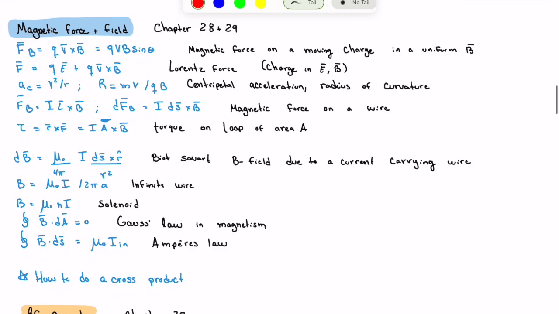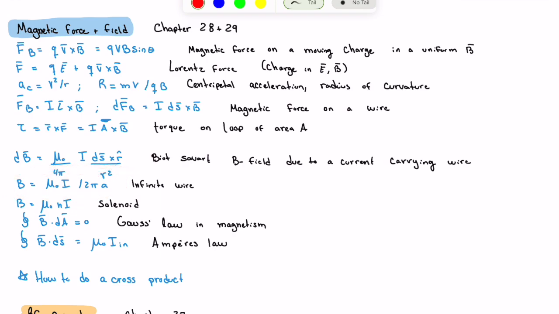And then in chapter 29, we looked at Biot-Savart's law. So we saw, okay, where does that magnetic field actually come from? And we saw that it can be due to a current carrying wire. So really any moving current makes this magnetic field. If it's in a wire, it's a lot easier to deal with because it's all in the same region. So we have Biot-Savart's law. Whenever we have an infinite wire, it becomes a lot more simple, and we get this equation.